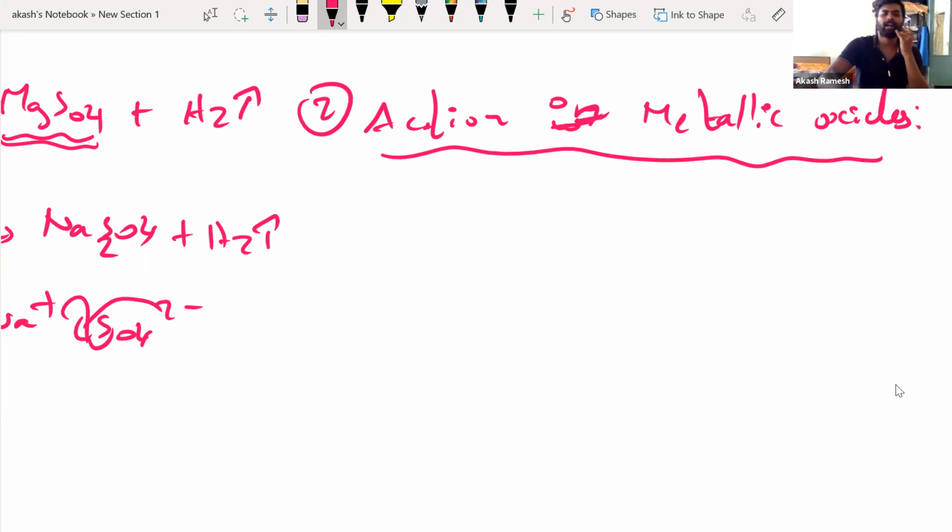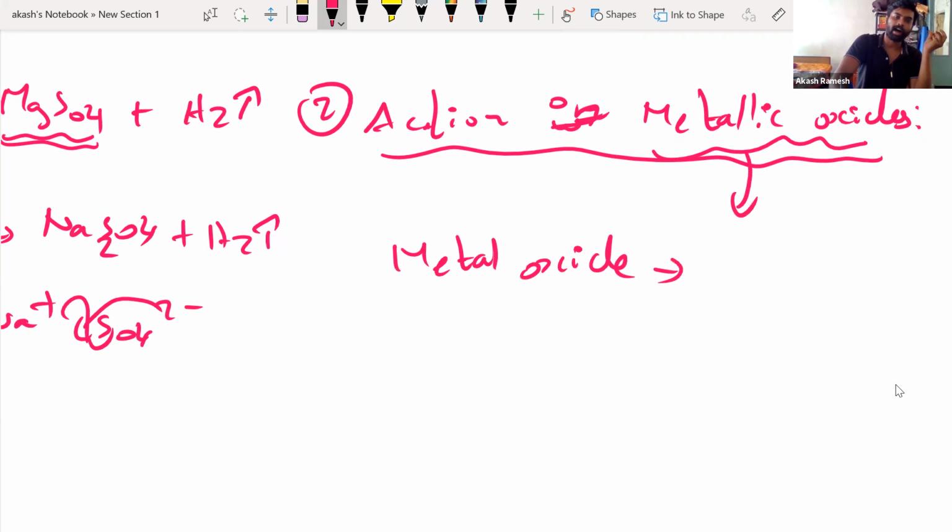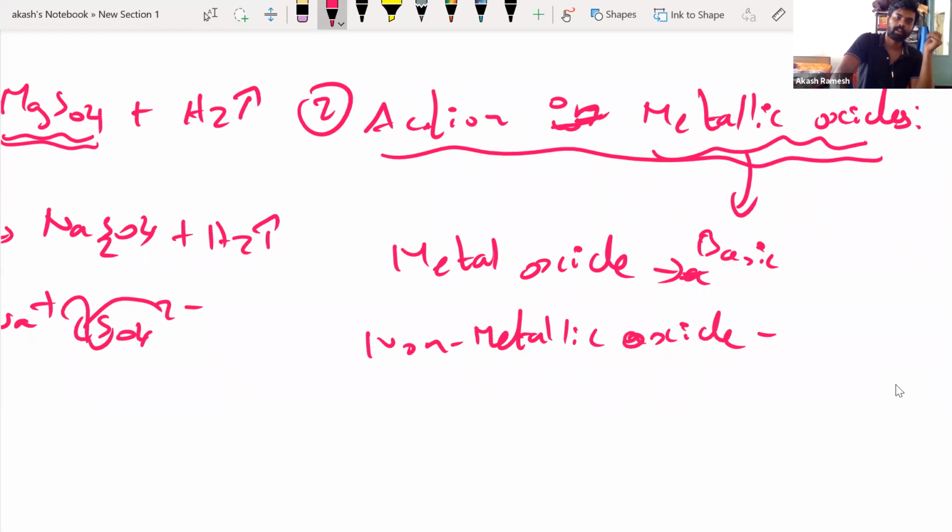Now actually I thought I'll tell you about this when we go for bases, but now you can understand. Please understand, people: metallic oxides are basic in nature, and non-metallic oxides are acidic in nature. Now how do I prove this to you is the question, right? I'm telling you, metallic oxides are basic in nature.